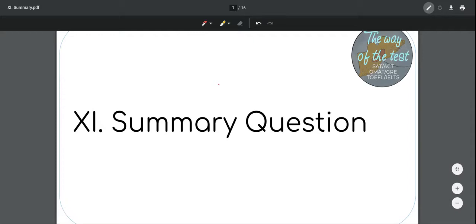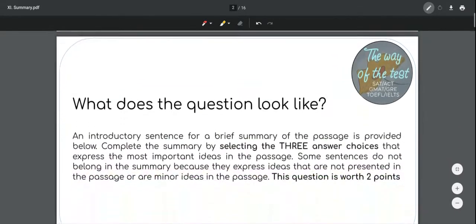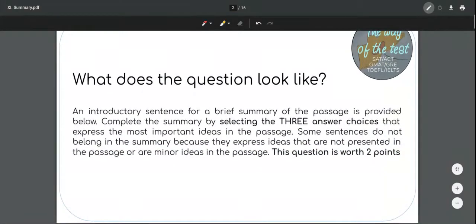Okay, I'm going to focus on the summary question. What does this question look like? These questions look like this. I'm not going to read the whole thing, but you can read it if you want. Basically, you're going to select 3 answers out of 6 alternatives or more. You're going to select 3 alternatives that are going to complete a summary. So you're going to complete the summary using 3 of the 6 options that they are providing.